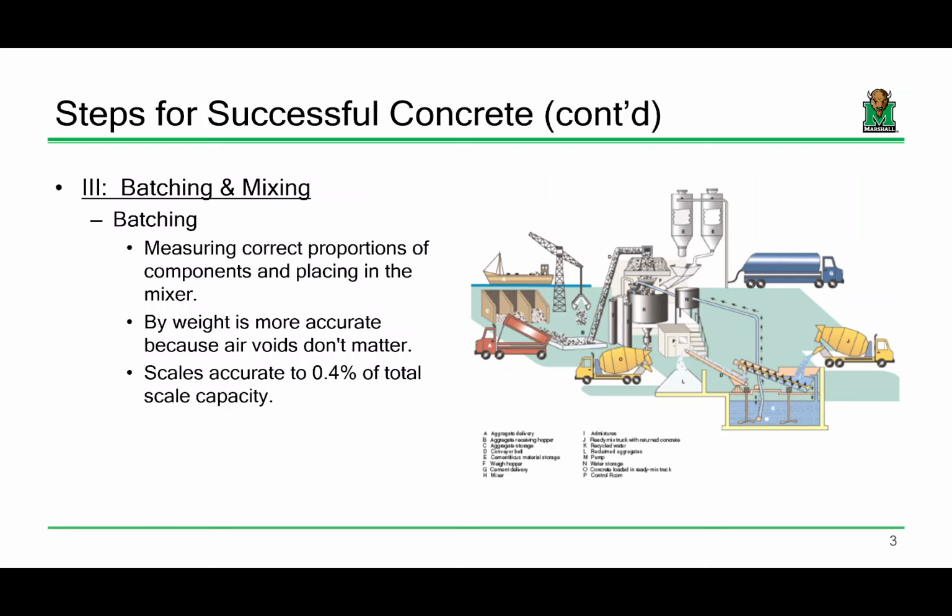So batching and mixing. Batching is essentially the process of measuring the proportions of gravel, sand, cement, and admixtures and whatnot, and then putting in the water. When we batch, we measure by weight, because weights are far more accurate than by volume. At the end of the day, the mix design that we produce, like when we had our final answer, gravel, sand, cement, and water, we did not report that final answer in volume.